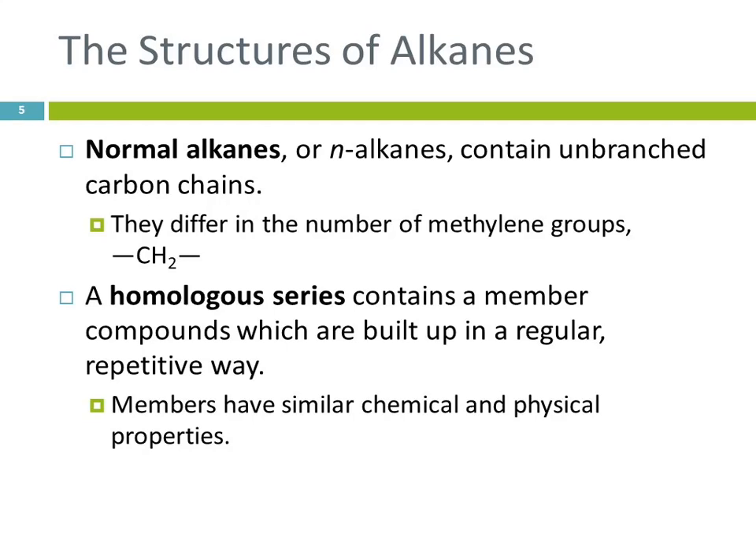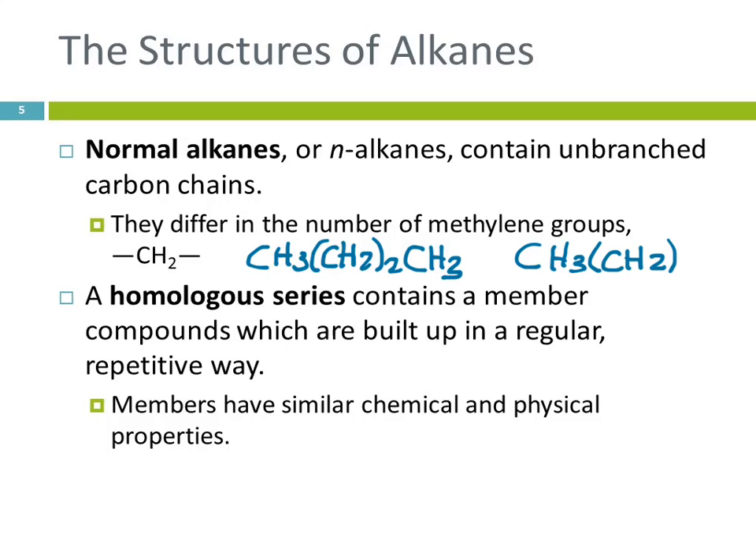We'll get back to naming, but normal alkanes, or sometimes called n-alkanes, n for normal, contain unbranched carbon chains. And the only thing that's different from one normal alkane to another is the number of methylene groups. That's the CH2s. So, we can have something with 2 CH2s in the middle. How many total carbons are in that compound? 4. Or there's always a CH3 on the end, CH2 in the middle. We could have 5 CH2s in the middle and a CH3 on each end. These are both normal alkanes. They're just straight carbon chains, nothing fancy.